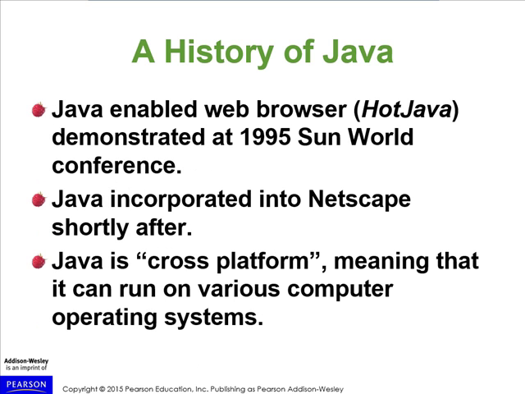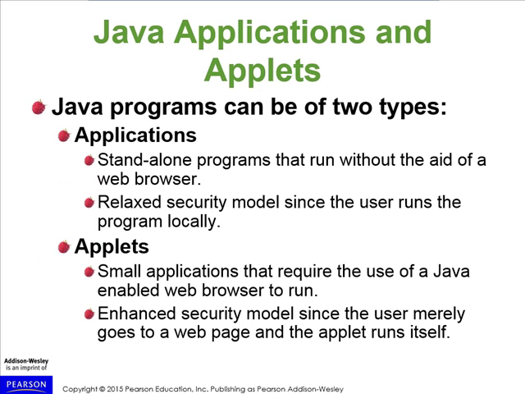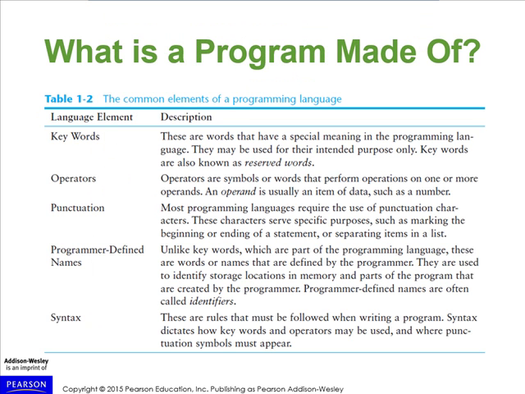I'm not going to go through the history. One thing that's kind of interesting about it is that originally it was called Oak, because James Gosling, who was one of the creators of the language, had a huge oak tree outside of his window where he worked. He was thinking of a name, and that was pretty cool. But then they found out there already was a language called Oak.